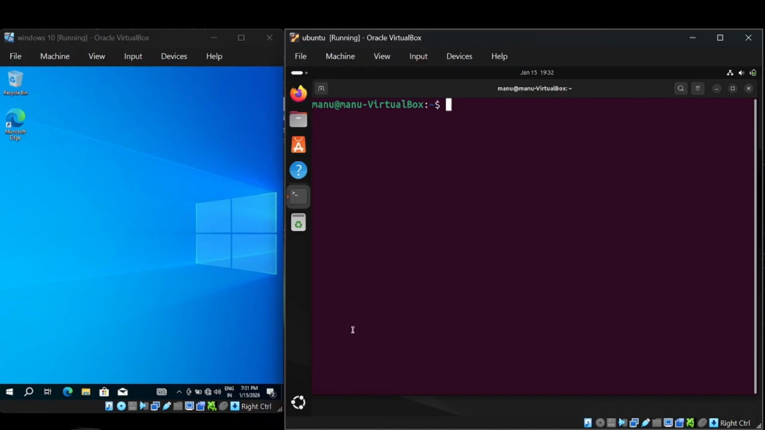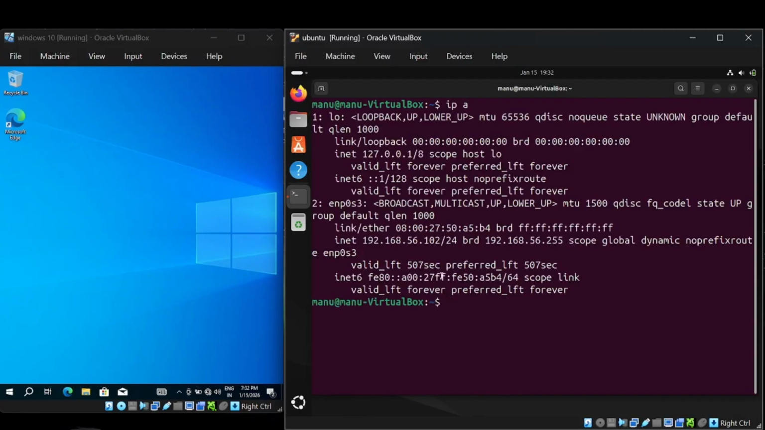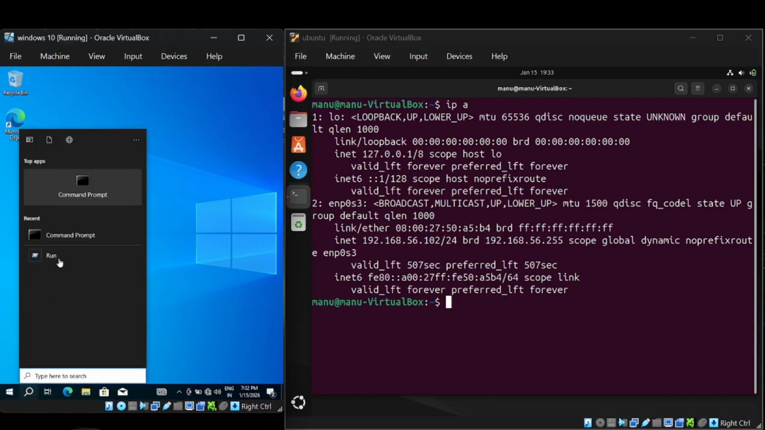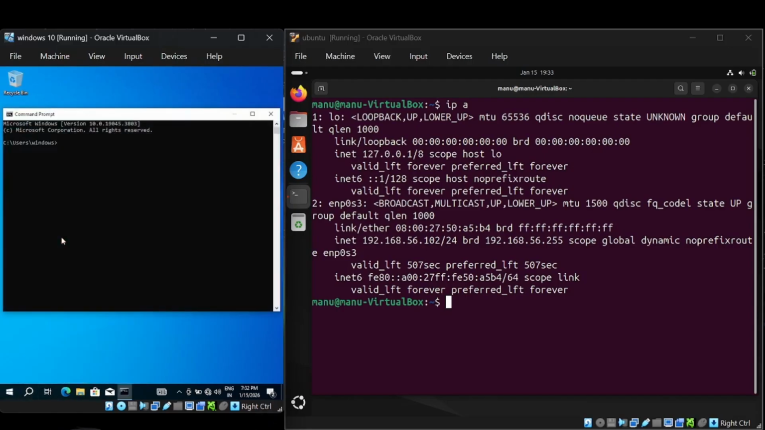Both machines are running in VirtualBox, both connected to the same internal network. First, I'll check the IP address of the two machines. Here we can see the interface and the IP address of the machine. And let's check for the Windows. Here we can see the IP address of the Windows.